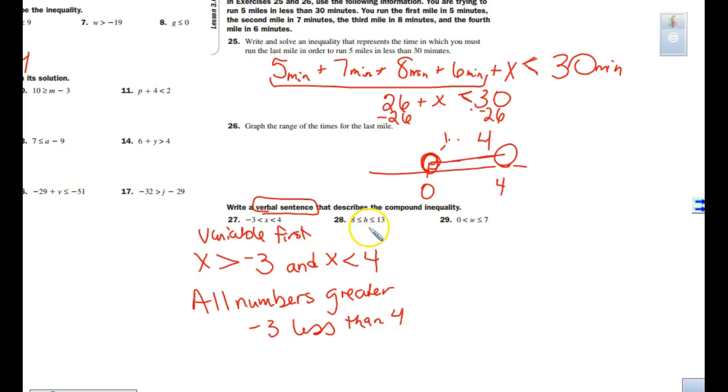What could we say about this one? The numbers are going to be between 8 and 13. Do they include 8 and 13? Yes, because of the equals. This one is going to be greater than 0 and less than or equal to 7. But when you think of writing it also, this is kind of how you could have written that inequality out. These two mean the same thing, okay?